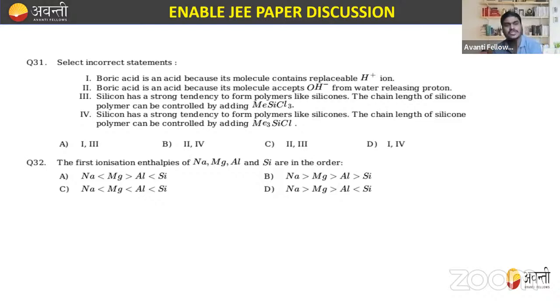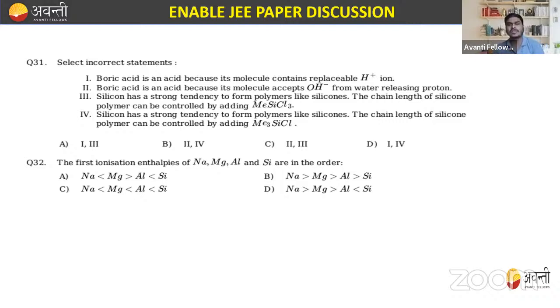Next, move to the next question. The first ionization enthalpy of sodium, magnesium, aluminum, and silicon are in the order. These types of questions are really easy, and this is from periodicity. This is from your 11th class, the third chapter, that is periodicity. So this question is basically from this chapter only.